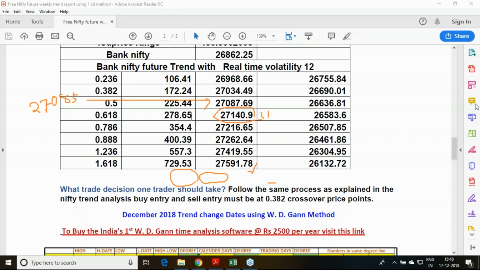So these calculations are done well in advance on Friday or Saturday, and on Monday, the first day of this week, you are experiencing the truth sheet of the calculations. This is possible because of the real-time volatility calculations, and this real-time volatility calculation is being clubbed with the Fibonacci principle. For that reason only it maintains that success.